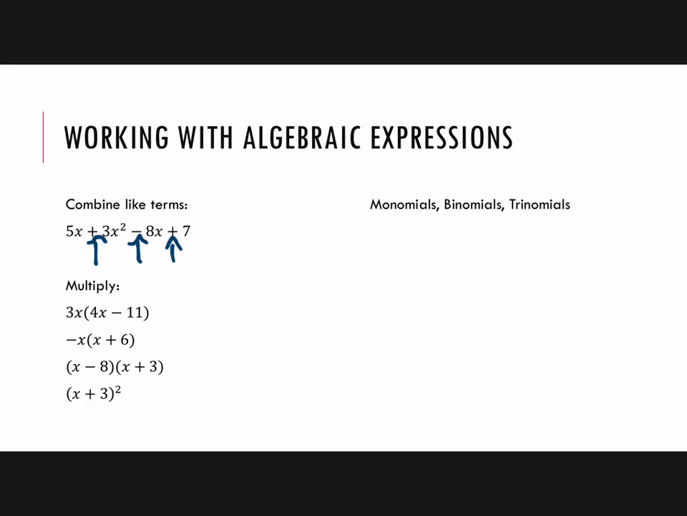We have 5x, 3x squared. If there is a minus sign, it counts as part of the term, so that's a negative 8x, and then 7. To combine the like terms, I would look for the same variables and the same exponents. So, for example, the 5x and the negative 8x both have an x with an exponent of 1. So those are like terms. Okay? So now I want to combine those.